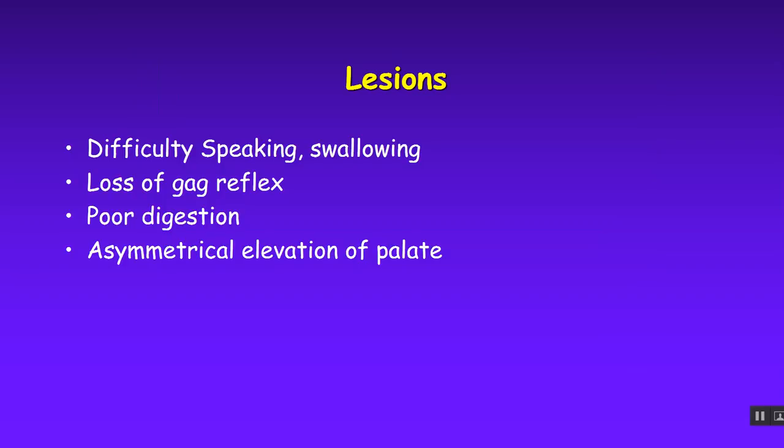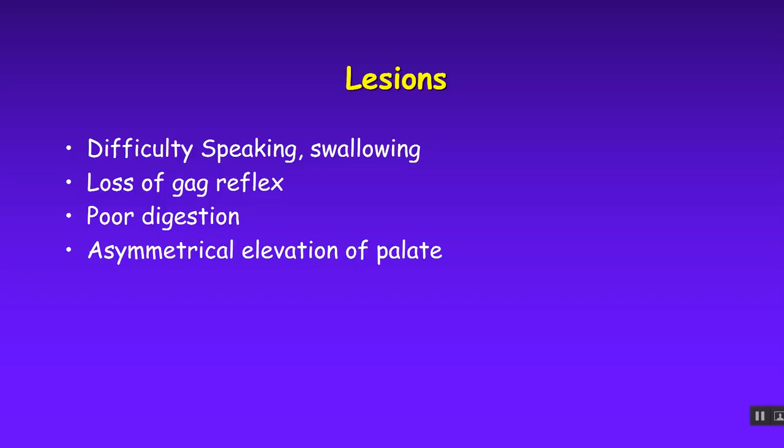So if you have problems with either 9 or 10, you have some difficulty with speaking or swallowing, because those are what are used for sensing the throat area and controlling the muscles of swallowing and speech, within the throat, larynx, and pharynx itself. You will often have a loss of gag reflex. You may actually have poor digestion ability, because the parasympathetic innervation for digestion can be impacted. And you may also note asymmetrical elevation of the soft palate, okay?